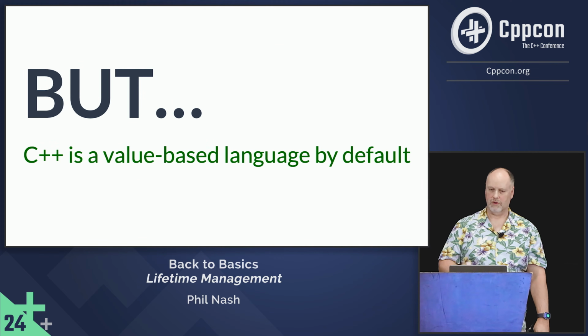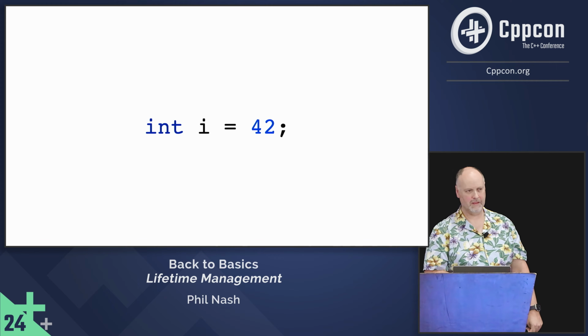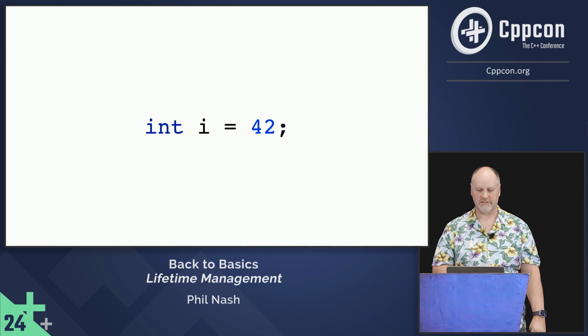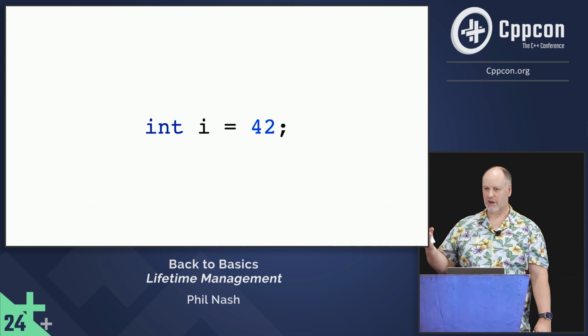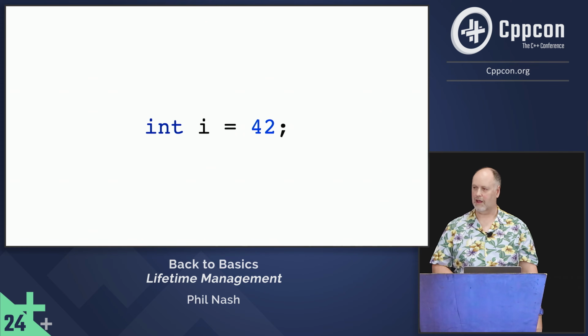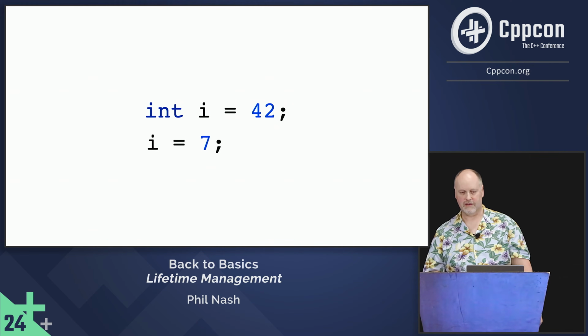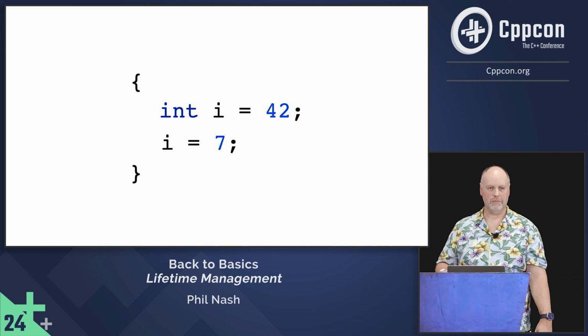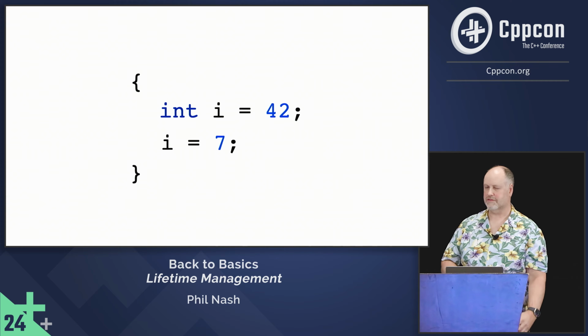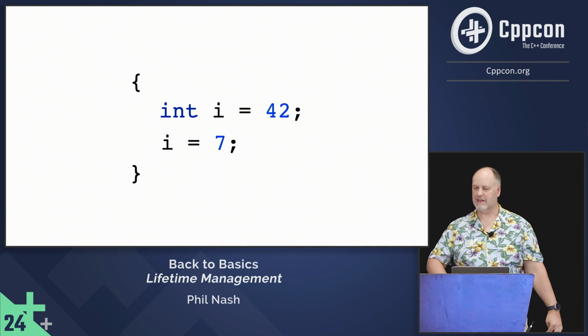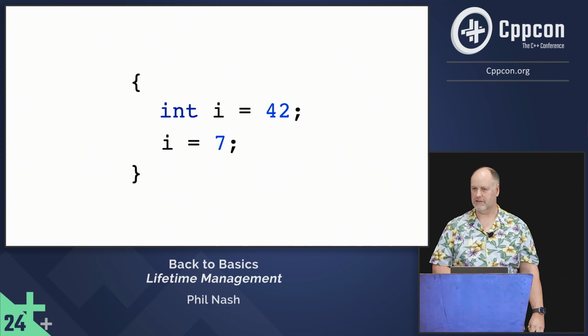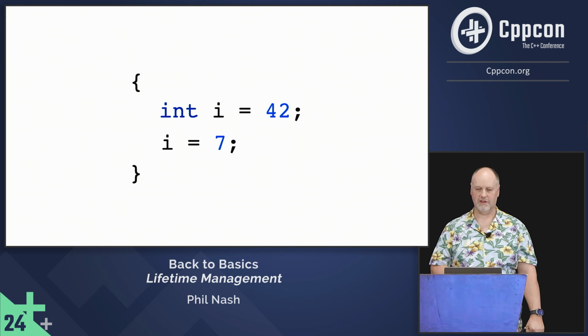Because values are simple. And let's just look at an integer. We know how to use integers. We can just initialize it with a value. We can assign it a new value if it's not const. And if it's in some scope, we know that at the end of that scope, it's gone away. It didn't have any memory to manage, but you can no longer access it. Simple, nice and easy to reason about.